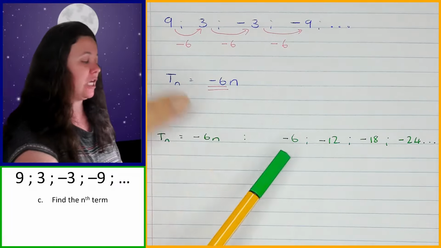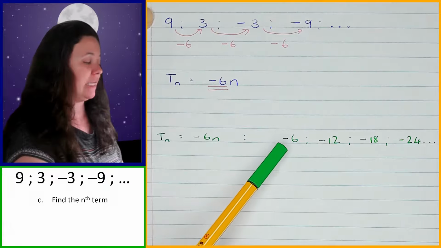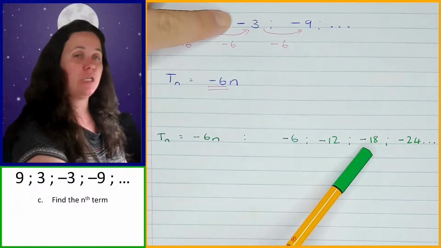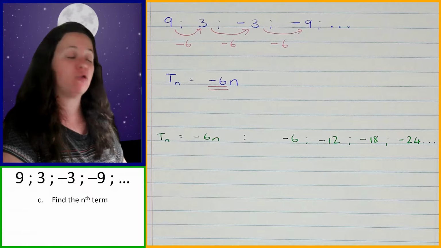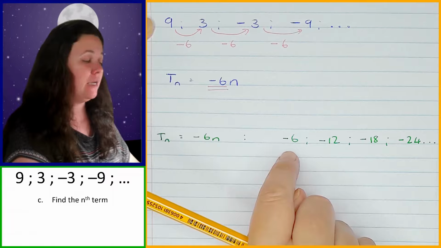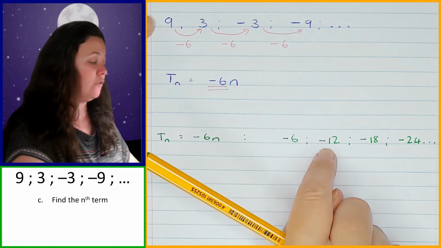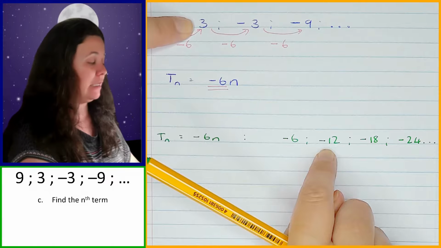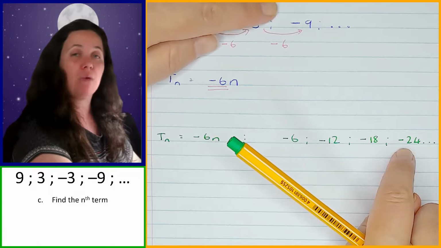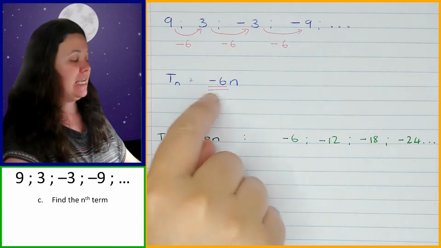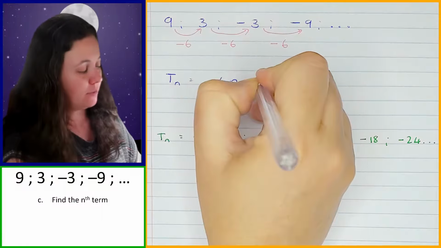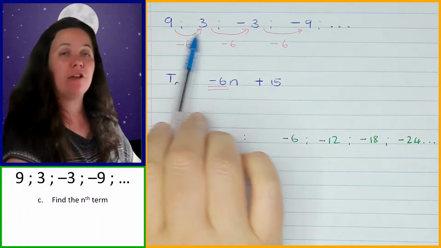Okay, so now I have to see, how do I get from there to there? How do I get from negative 6 to 9? How do I get from negative 12 to 3? How do I get from negative 18 to negative 3? So now we're going to be looking at, what do we add or subtract to get from that to that? To get from negative 6 to 9, if I add 15, I will get 9. To get from negative 12, if I add 15 as well, I will get 3. If I add 15 to negative 18, I will get negative 3. If I add 15 to negative 24, I will get negative 9. So if I take this rule, which gives me that pattern, and I add 15 to it, it will give me this pattern.